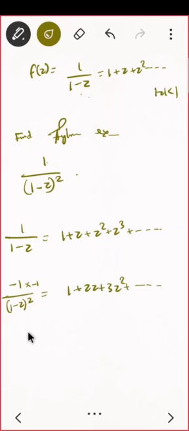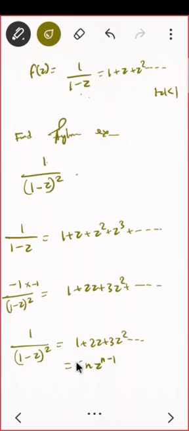So minus minus is gone. Here I'm having 1 upon 1 minus z the whole square equals 1 plus 2z plus 3z square and so on. That is, I can write it as the summation of n into z raised to n minus 1, n equal to 1 to infinity. If you want to start from n equal to 0, you can start with n plus 1 here and n there, that is okay. So this is my power series.